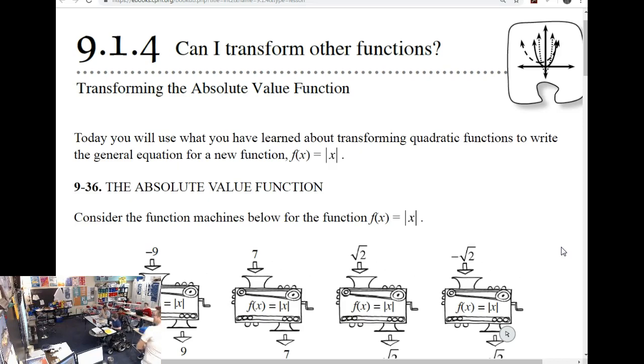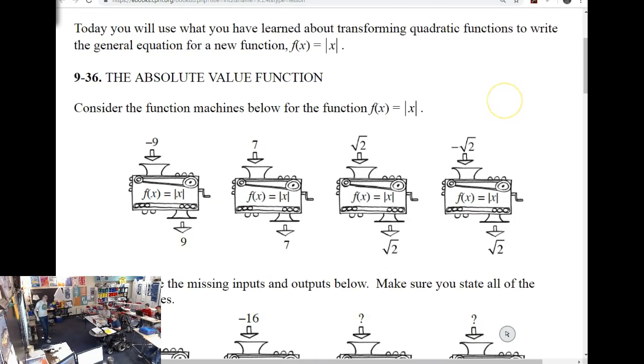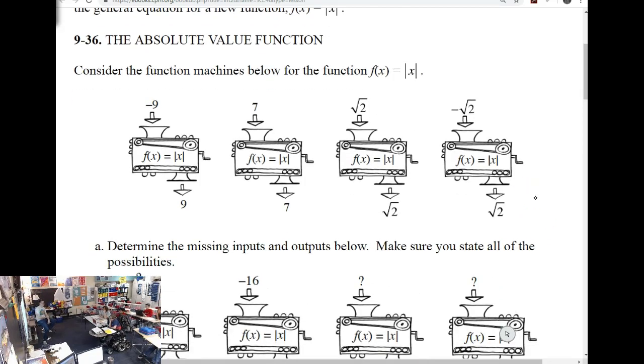In all seriousness, though, let's talk about absolute values. So we know that the absolute value function, what the absolute value actually does is make things positive, right? But really, what is absolute value talking about? Talking about how far away it is from 0. Distance from 0, right? So, -9 is 9 away from 0. 7 is 7 away from 0. Radical 2 is radical 2 away from 0, and negative radical 2 is still radical 2 away from 0.